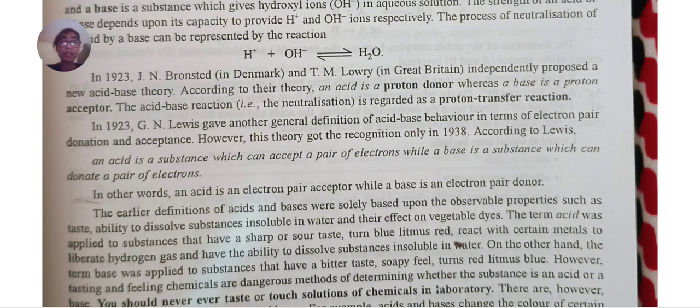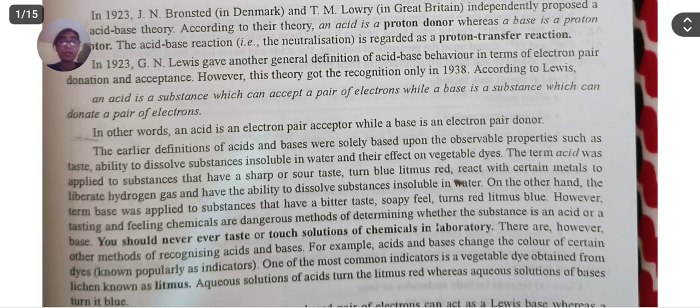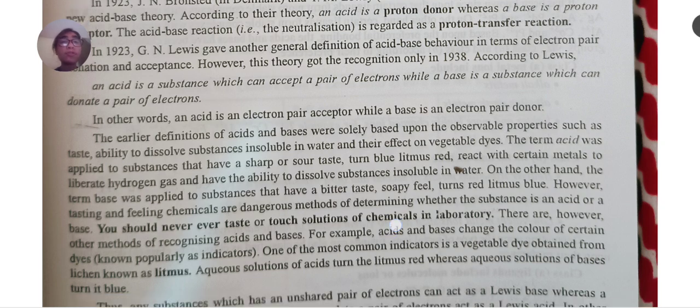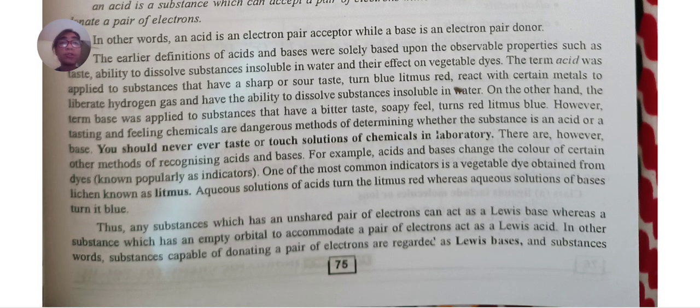On the other hand, the term base was applied to a substance that has a bitter taste, soapy feel, and turns red litmus blue. However, tasting and feeling chemicals are dangerous methods of determining whether a substance is an acid or base. You should never taste or touch solutions of chemicals in the laboratory. There are however other methods of recognizing acids and bases. For example, acids and bases change the color of certain dyes, popularly known as indicators. One of the most common indicators is a vegetable dye obtained from lichen known as litmus. Aqueous solutions of acids turn the litmus red, whereas aqueous solutions of bases turn it blue.